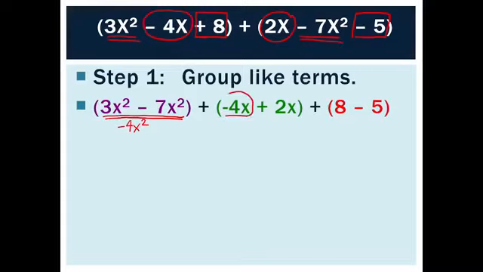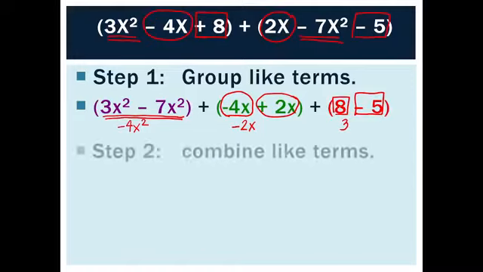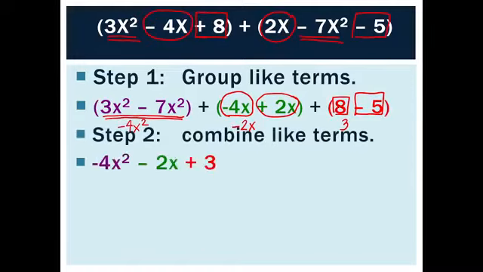Now, how much is negative 4x plus 2x? You tell me. Okay, negative 2. Then, do not forget the variable. Copy it. What about 8 and negative 5? 3. And then, positive 3 or negative 3? Which is bigger, 8 or 5? 8 is bigger, so it is positive. Our answer is now, there you go. Negative 4x squared minus 2x plus 3. Okay? So, this is now our answer for example number 1.